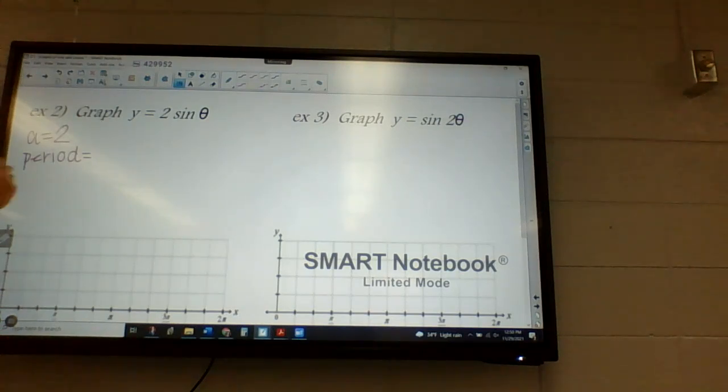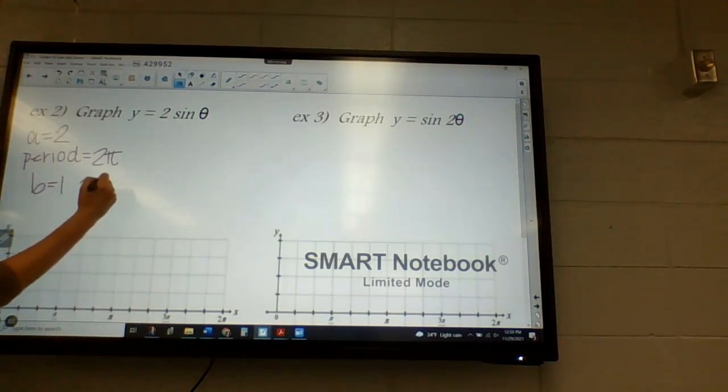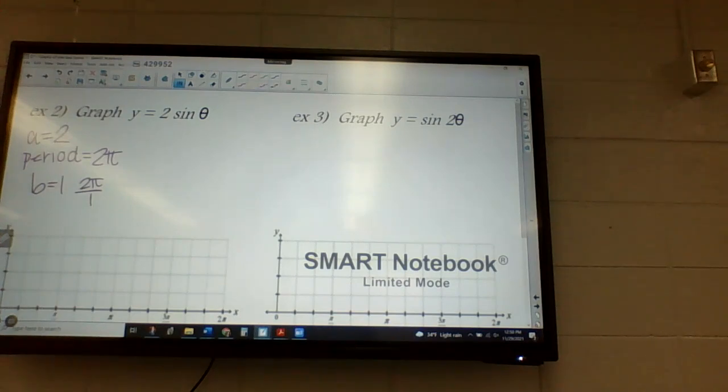It's going to be 2 pi because the b value is what? 1. The b value is 1. So it's 2 pi over 1. So the period doesn't change. It's our typical period in this case. The amplitude is 2 though.